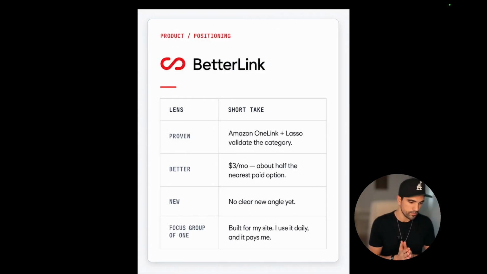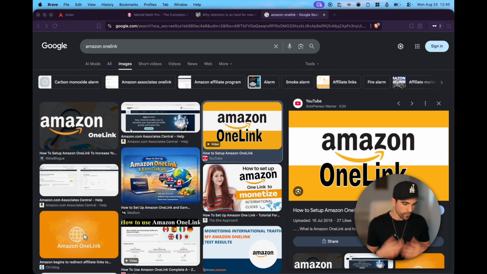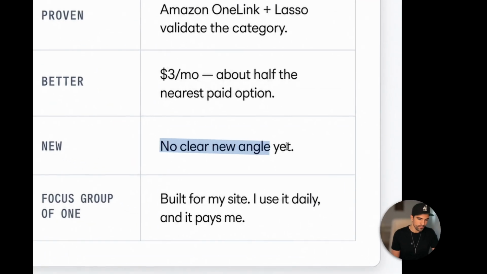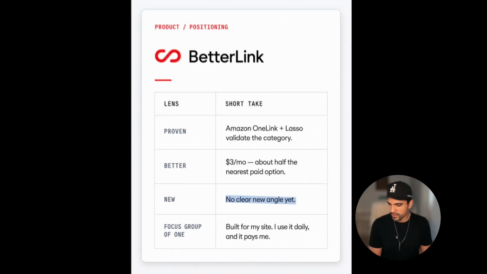And then I did proven better new for BetterLink. The proven is that these geo-localized affiliate links are a popular category amongst Amazon affiliate websites. In fact, the proven in this category is this Amazon product, one link, which is quite terrible. But then the better in BetterLink is that the price begins at $3 per month. The closest paid alternative is twice as much as that. This is one of those things that 10 out of 10 people would agree on that is better. As for new, once again, I don't have any new angle on this yet.